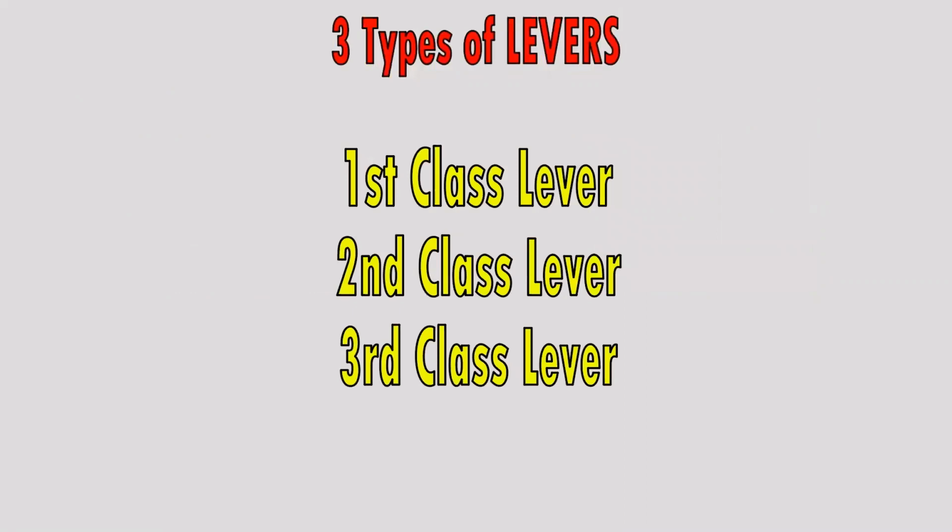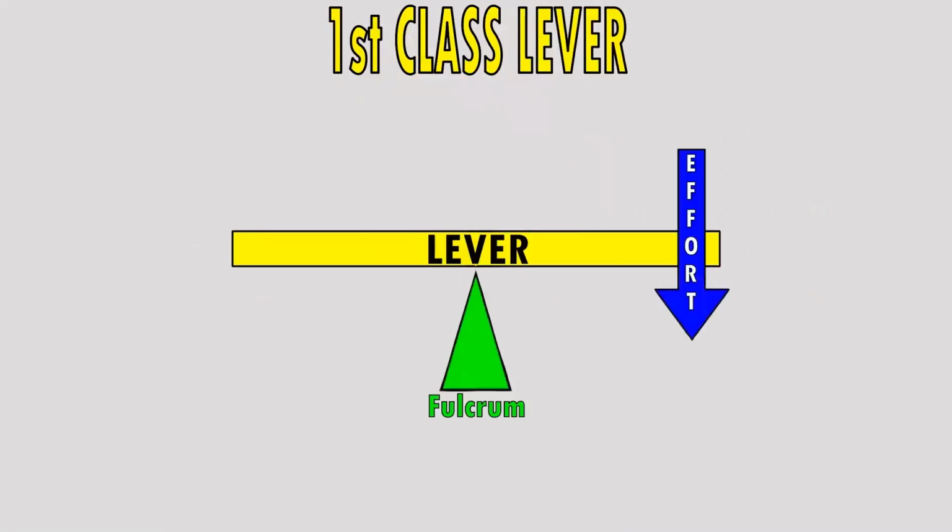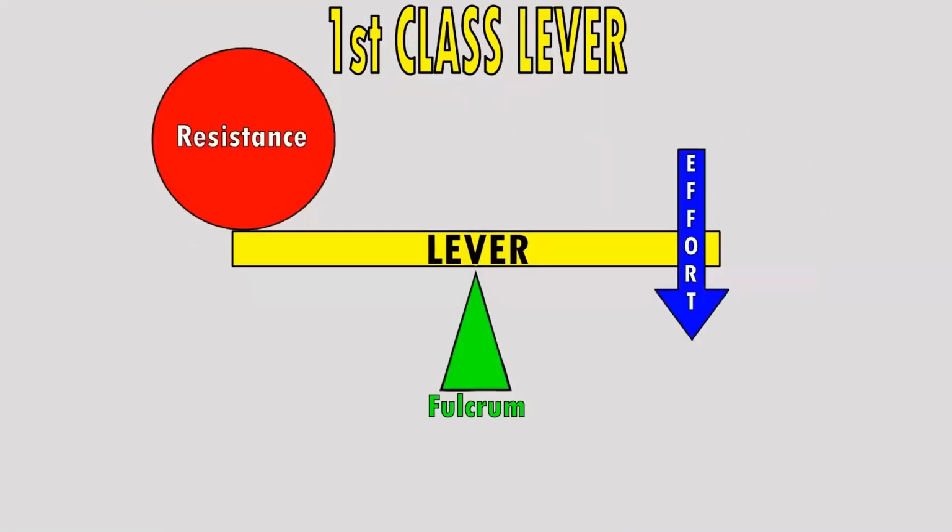So let's go over the 3 types of levers, and then at the end we will go over how we use those levers in the world around us and inside of us. There are 3 types of levers. First, we will look at the first class lever. It's set up with the fulcrum in the middle with the effort and resistance on the sides. The function of this lever is to change directions.